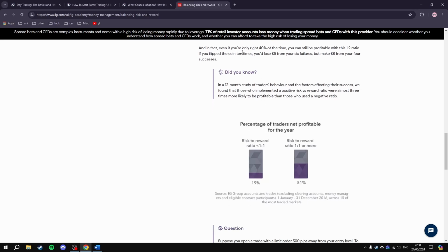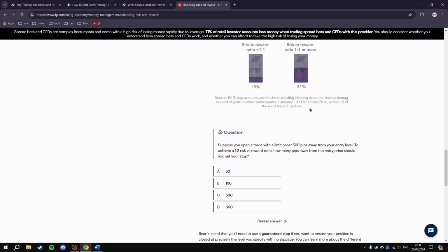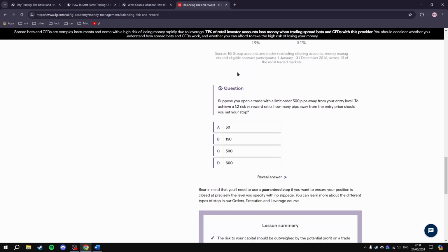Did you know, a 12-month study of traders' behavior and the factors affecting success found that those who implemented a positive risk versus reward ratio are almost 3 times more likely to be profitable than those who use a negative ratio. So a little bar chart illustration here.